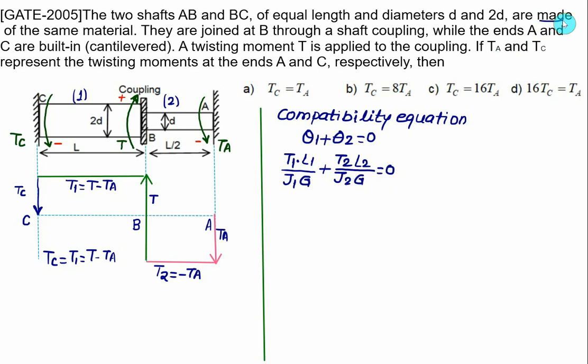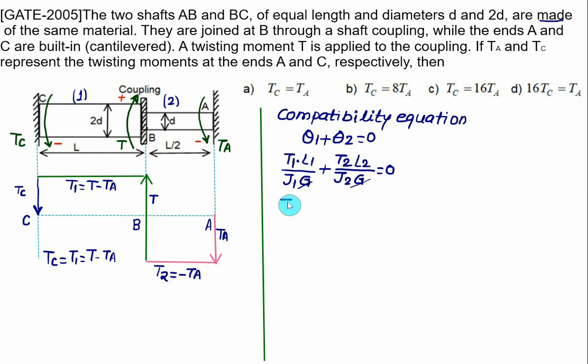Since the material is the same, the value of G will get cancelled, and we can replace the value of T1 as T minus TA, and we can replace T2 as minus TA, and we can get a relation between T and TA. So let's cancel out this value of G on both sides. We can replace here T1 as T minus TA.